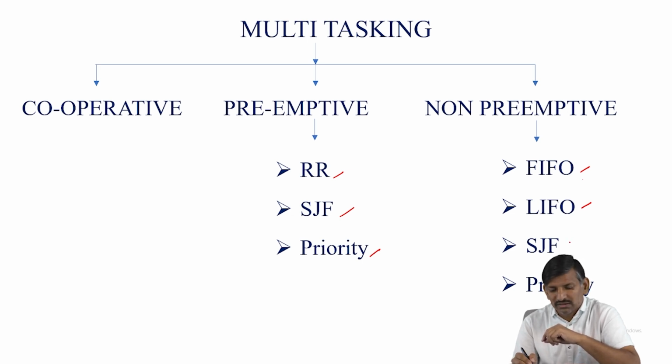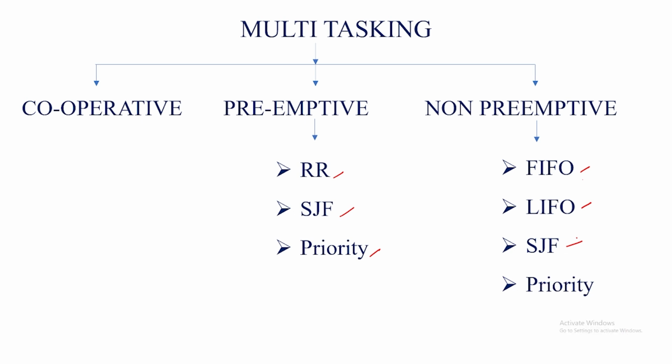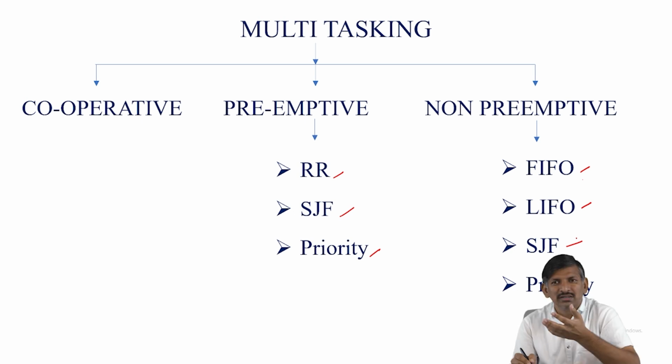Next one is shortest job first scheduling. Among the available processes in the ready state, the process having less execution time is executed first, or scheduled for execution first. Next, priority based scheduling. The process which has the highest priority is executed.